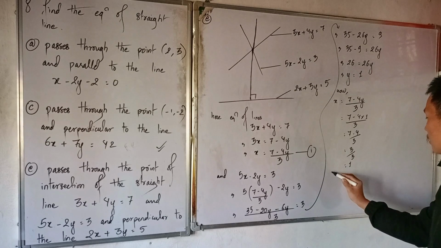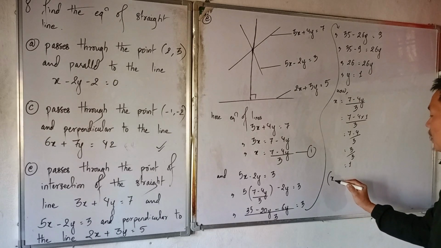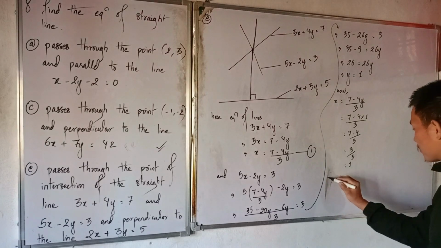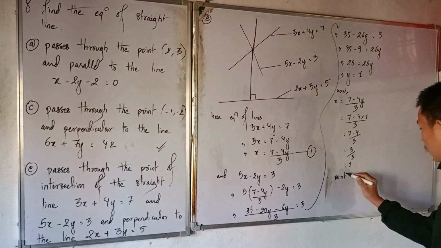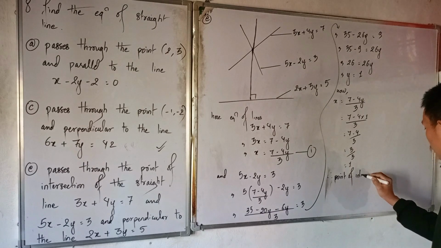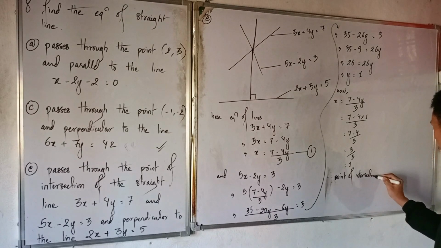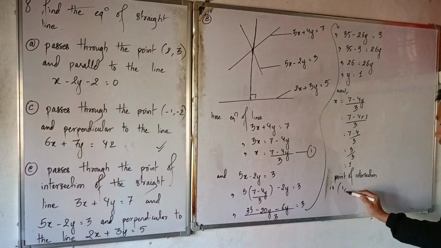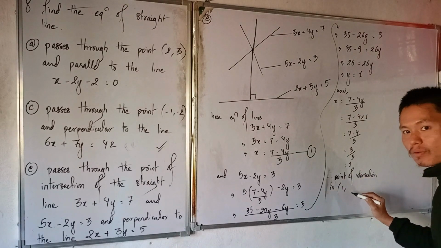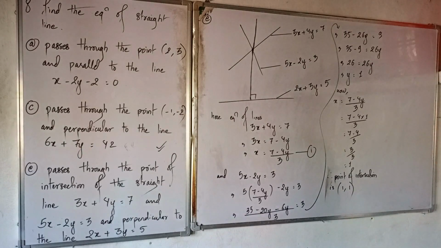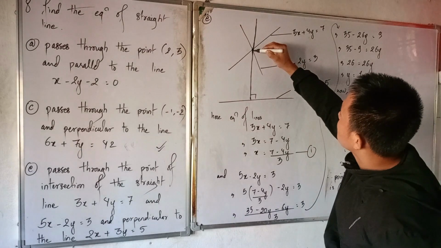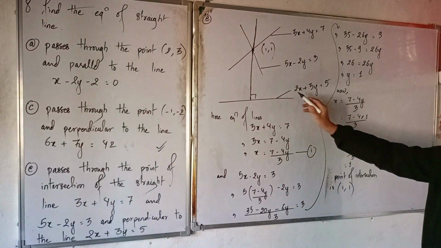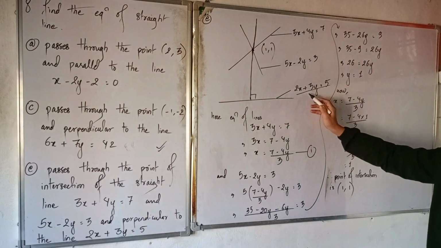Therefore, the point of intersection is x is 1 and y is also 1. Okay, so this point of intersection is (1, 1). Now you have to find the equation perpendicular to this line. We have to suppose.